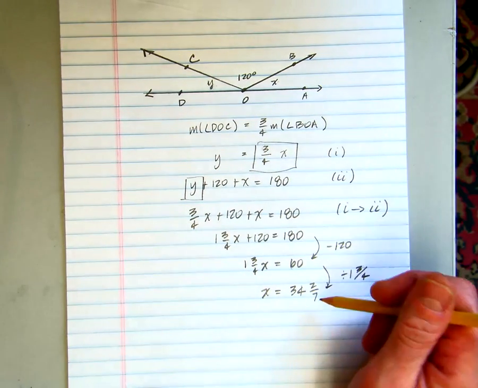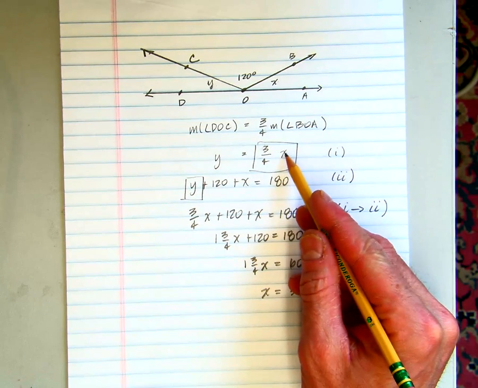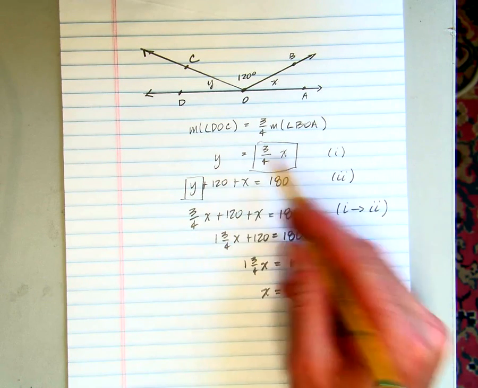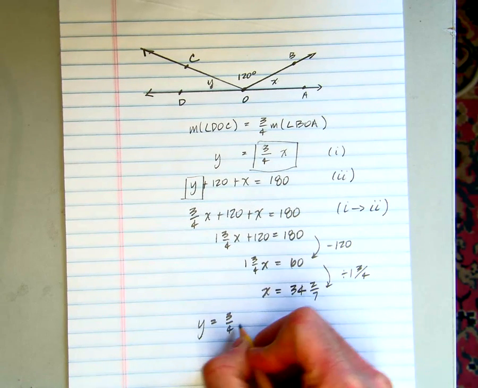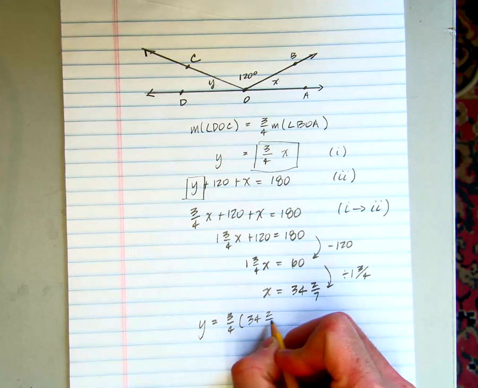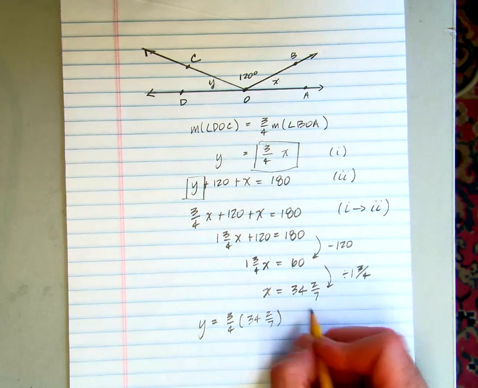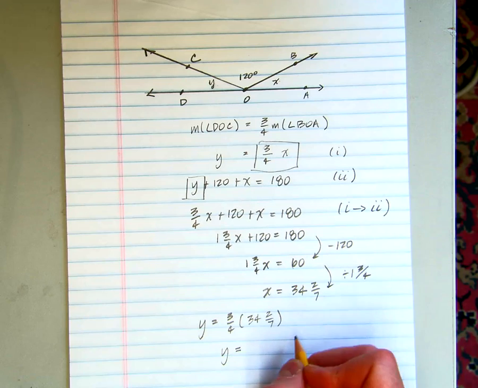If I want to solve for y, then what I can do is simply plug in what I know x to be into this equation, and it will tell me what y is. So y is equal to 3/4 of x, which is 34 2/7. And if you carry out that multiplication, you'll find out that y is equal to 25 5/7.